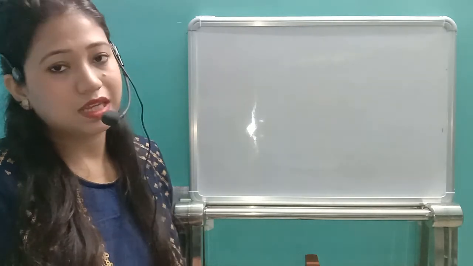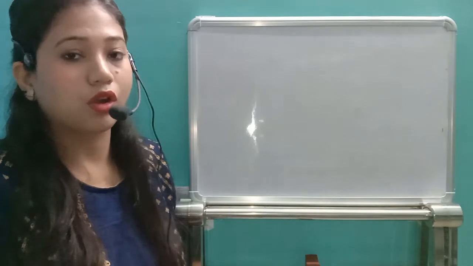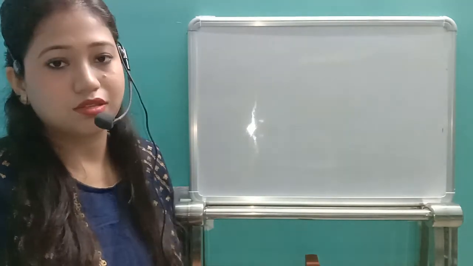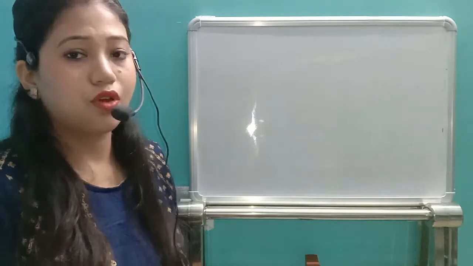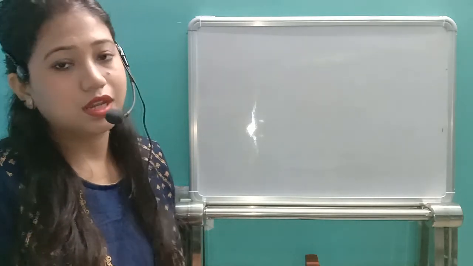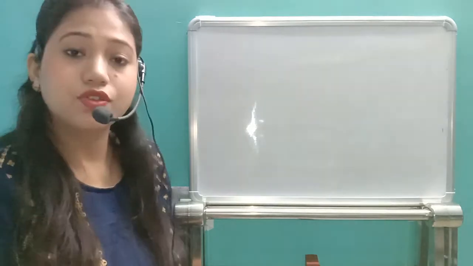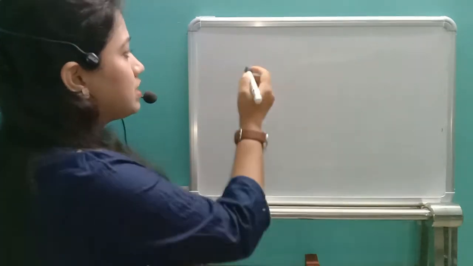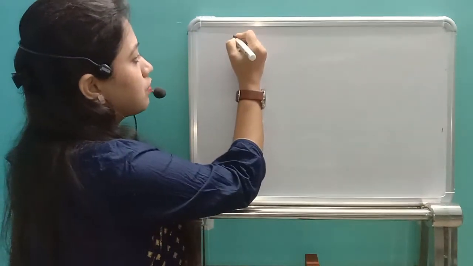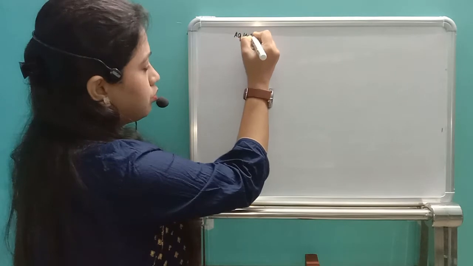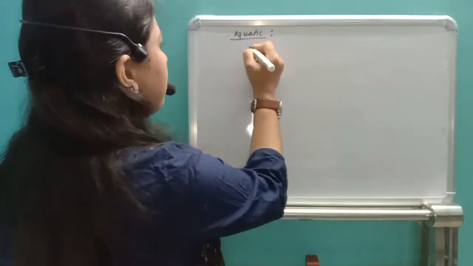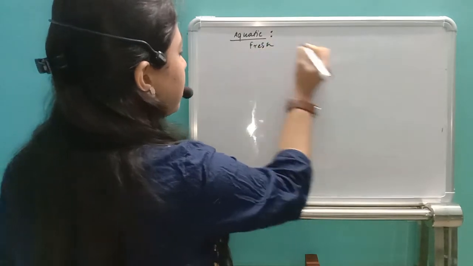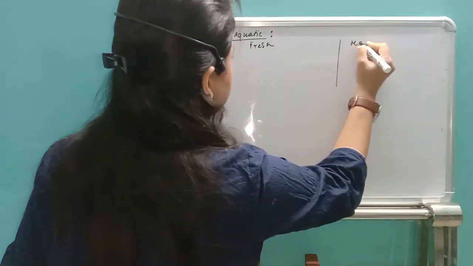So now we will see that different types of aquatic organisms, terrestrial organisms as well as aerial organisms produce different types of waste products. So what are they, we will discuss in this video. First of all, we will see what happens in the case of aquatic organisms, that is, freshwater organisms and marine water organisms.